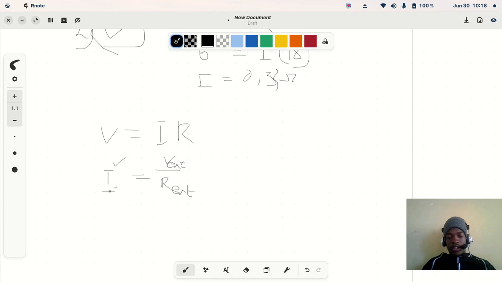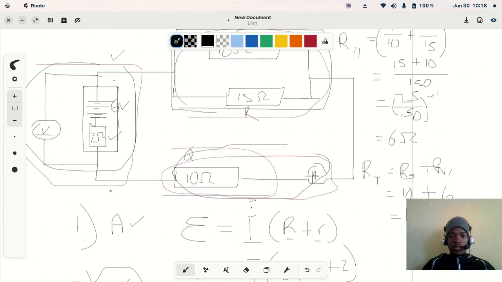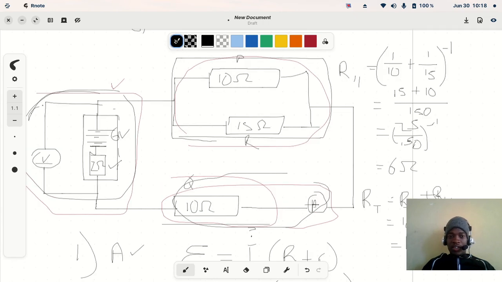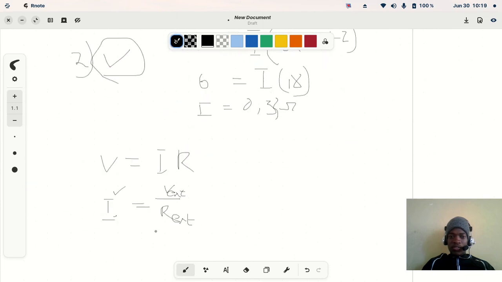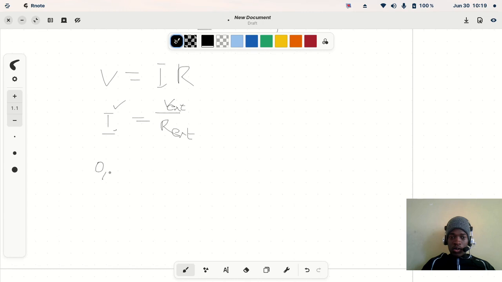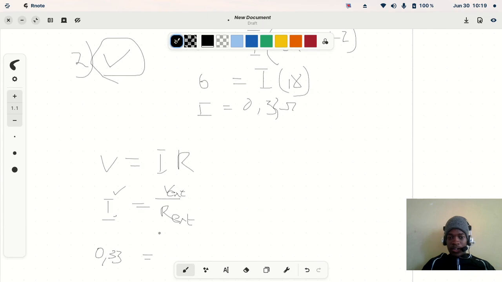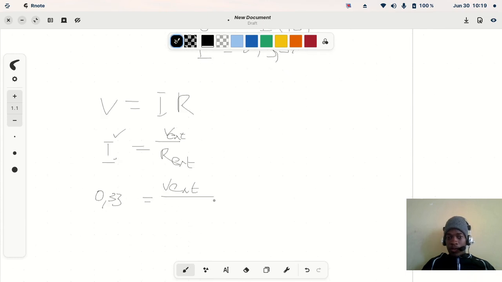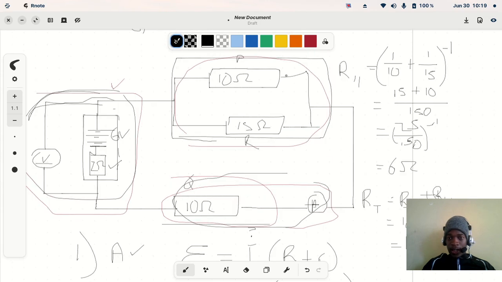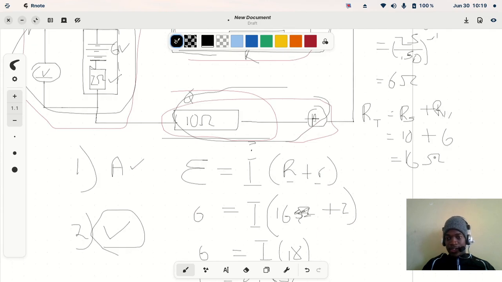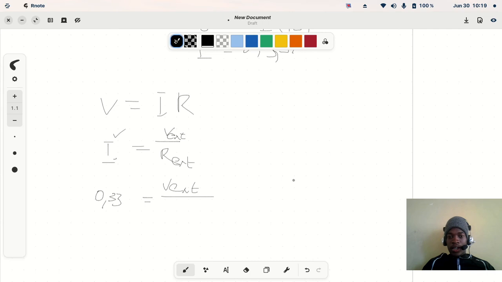So let's look at the current that we have. For this one, we actually calculated the current, and remember, current is the same everywhere. So the current we actually calculated was the 0.33. And we're looking for V. So I don't know what the V external is. Do I know the external resistance? Well, yes, I actually summed up the whole external resistance, and that was 16. So I'm going to put it in there.